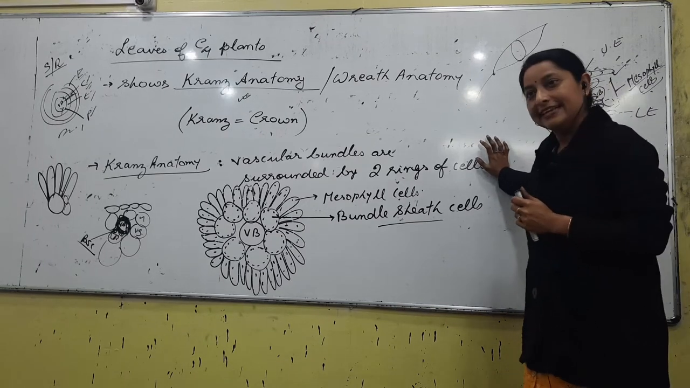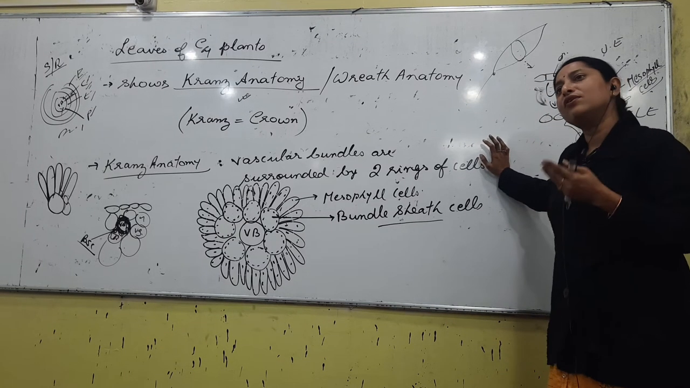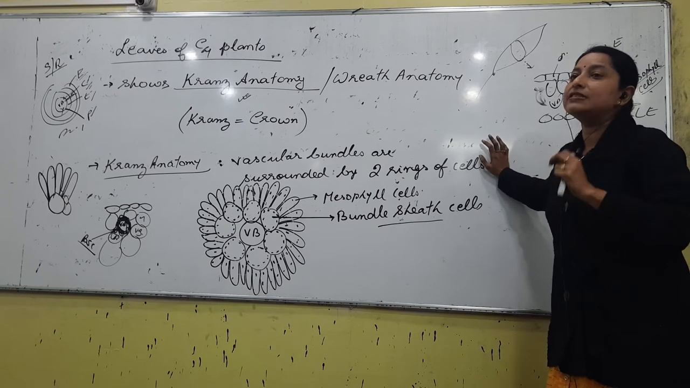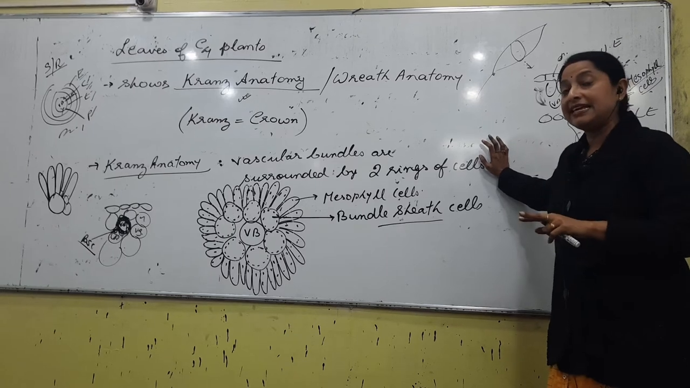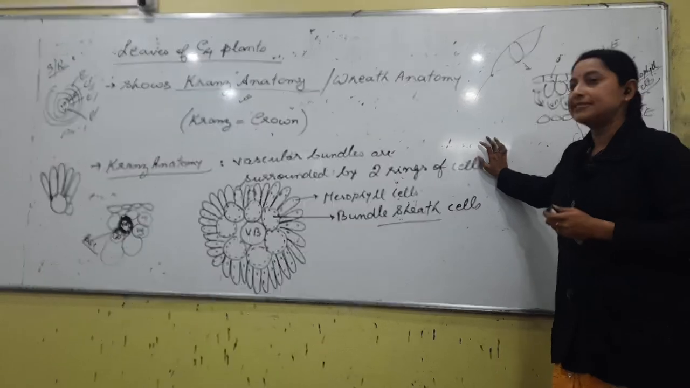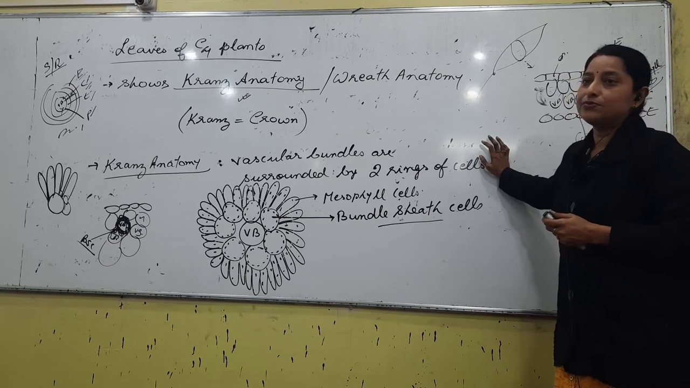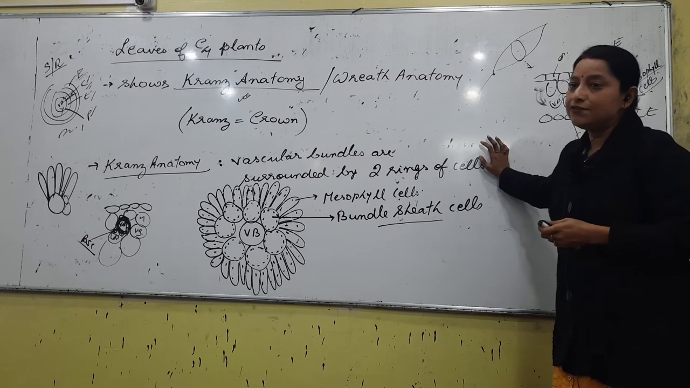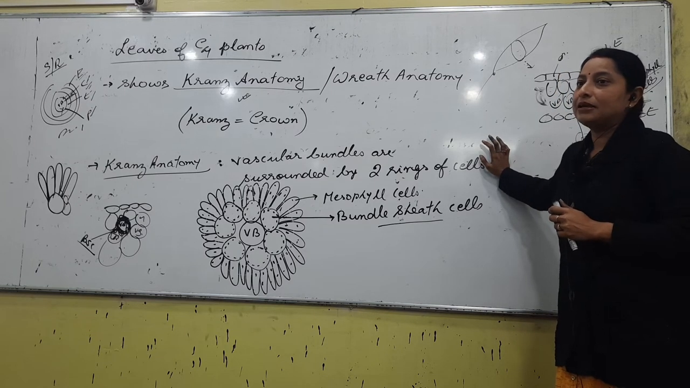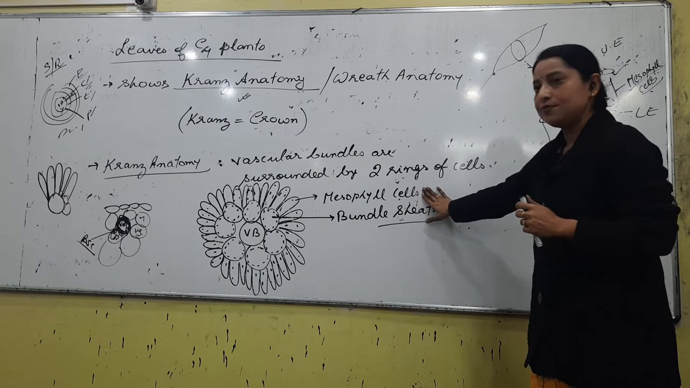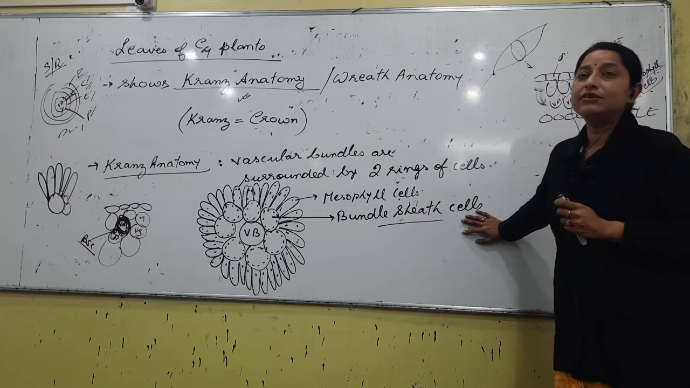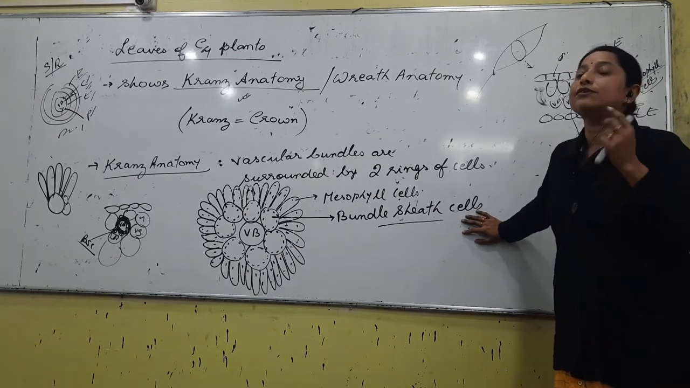Bundle sheath cell is a cell. Mesophyll cell is also a cell. If it is a cell, is it a plant cell or animal cell? Obviously, it's a plant cell. If it is a plant cell, will chloroplast be there or not? It will. So the mesophyll cell has chloroplast, the bundle sheath has chloroplast. So in C4 plants, how many types of chloroplast are there? Two types only. A type of chloroplast in the mesophyll cell, a type of chloroplast in the bundle sheath. So I have been using a word that is called dimorphic chloroplast.